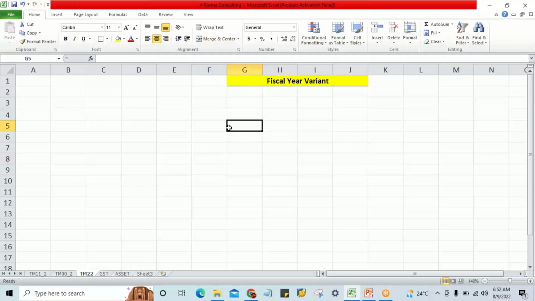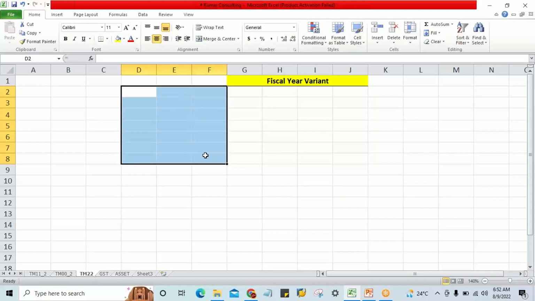Now we are going to talk about the fiscal year variant. The company code we have set up, and now the posting period variant we have set up. When I talk about Tata Motors, that is already created as a company code. The next question is, when you post a particular transaction, that transaction belongs to a particular month, and this month belongs to a particular financial year, right? Okay.